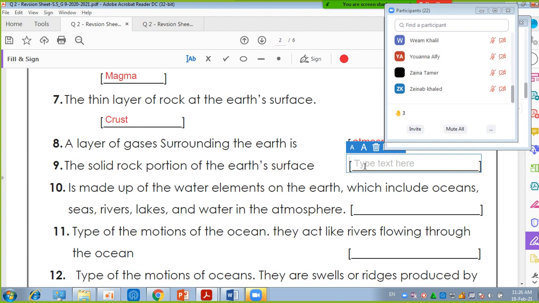Okay, number 9, the solid rock portion of the Earth's surface. The part where there is solid rock. What do you call it again? Atmosphere. Start with A.